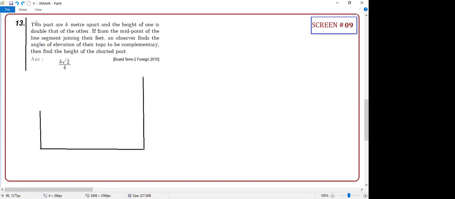Okay. So now from the midpoint, some observer is seeing this and seeing this. Correct or not, everyone? And this is considered H, which means this will be 2H. And this is theta, which means this is 90 minus theta. Why? Because the angles are complementary. Guys, diagrams over. And you know the distance between them is K, which means half of the distance, K by 2.